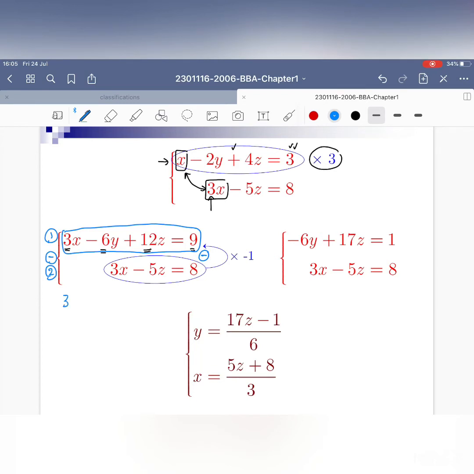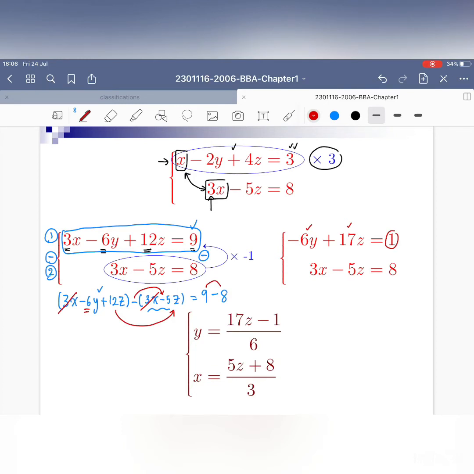So it means that you got 3x minus 6y and 12z, and then minus 3x minus 5z. So this one on your left hand side, the first one here, equals 9, and the second one here on your left hand side equals 8. So what you end up with is that your 3x and 3x cancelled, and you got negative 6y. You have 12z plus 5z, you see the plus, so you have a 17z, and then 9 minus 8, which is 1, so you have 1 here on your right hand side.